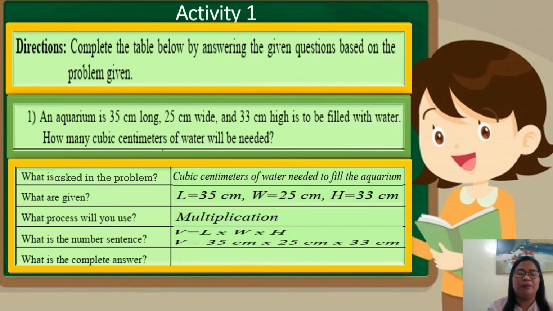Good job. Volume is equal to length times width times height. Volume is equal to 35 centimeters times 25 centimeters times 33 centimeters. What is the complete answer? Very good. So volume is equal to 28,875 cubic centimeters.